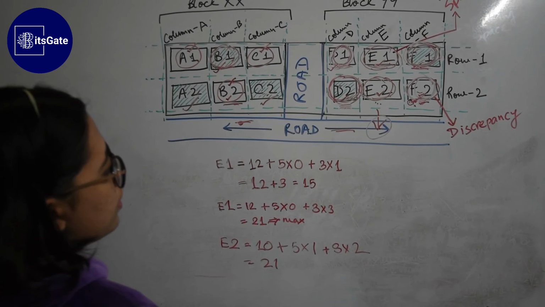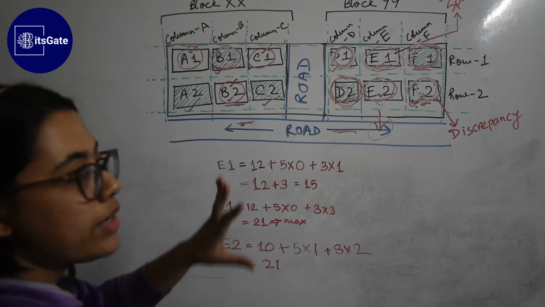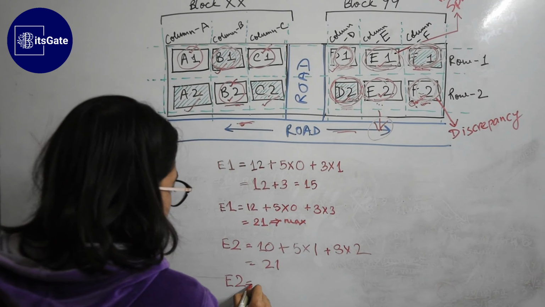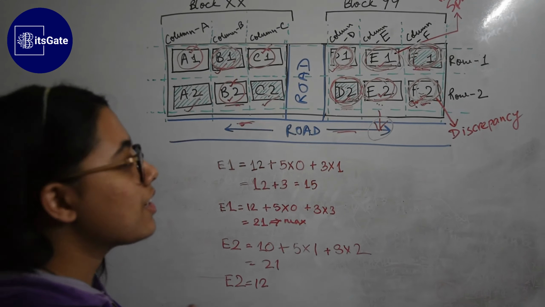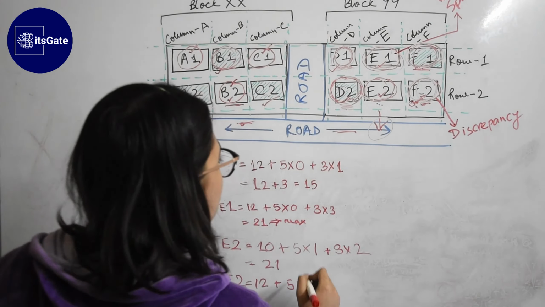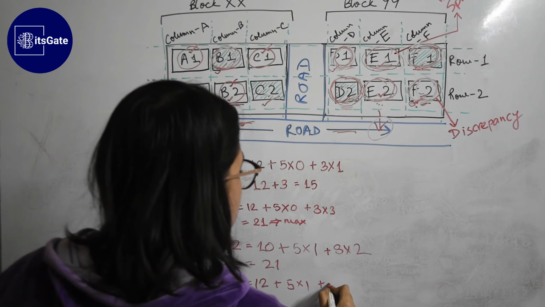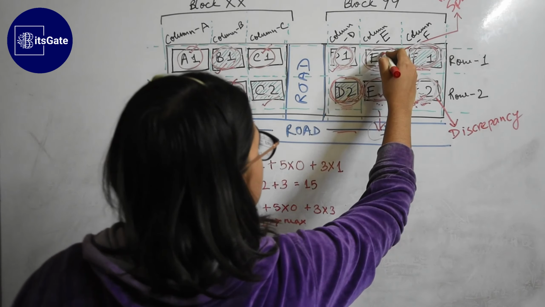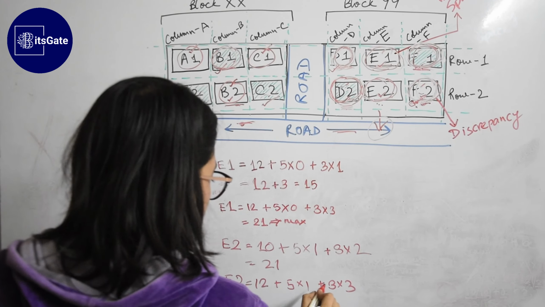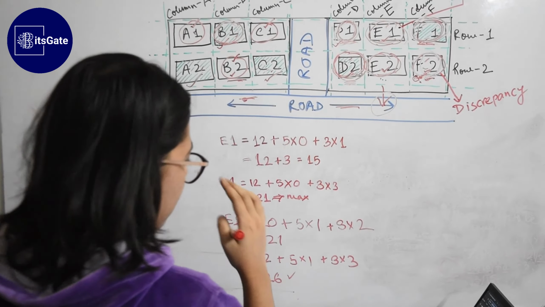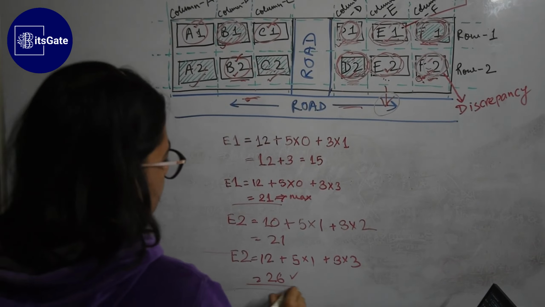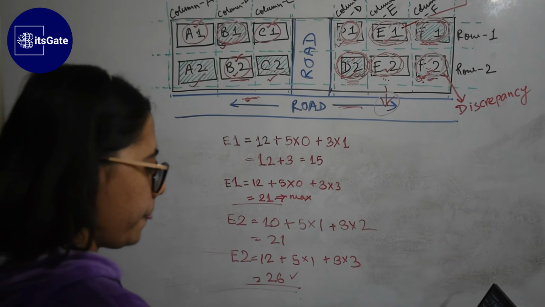But if we don't consider this diagram and try to maximize the price, then we will consider that the parking space is in E2, so 12, plus 5 into 1 for the road plus 3 into 3 for the 3 neighbors. That is 26. So, the maximum price for E1 can be 21 and the maximum price for E2 can be 26.